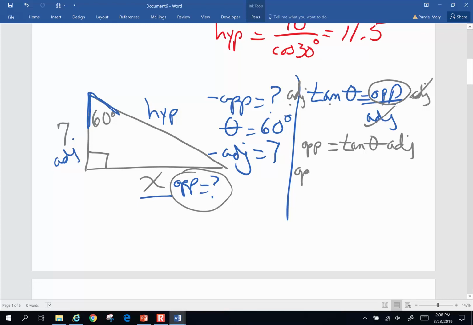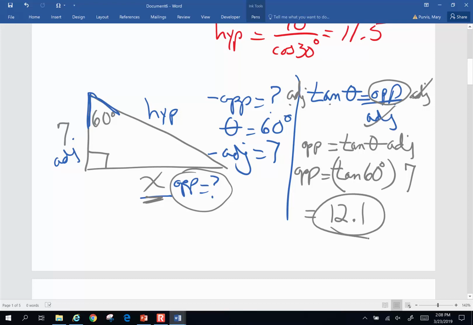So the opposite, which is what I want, is going to be equal to the tangent of 60 degrees. I'm going to put my numbers in, times my adjacent of 7. Now pick up your calculator, do this with me, hit tangent of 60 times 7, and I get that the opposite side is 12.1 if I'm sticking to 3 significant digits. Okay, I hope that helps.